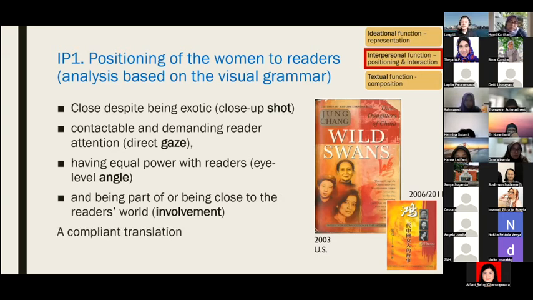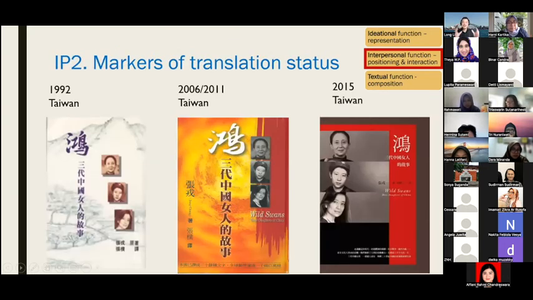And the Chinese translation is again compliant because of the choice of the same three women. But we may expect that if the English text positioned the women to be close to Western readers, shouldn't the Chinese translation position them to be even closer to Chinese readers, because these are Chinese women and perhaps the Chinese readers would feel intimacy with them? In fact, that is not quite the case, even though overall they are similar, because the Chinese translations include clear markers of the book being a translation.